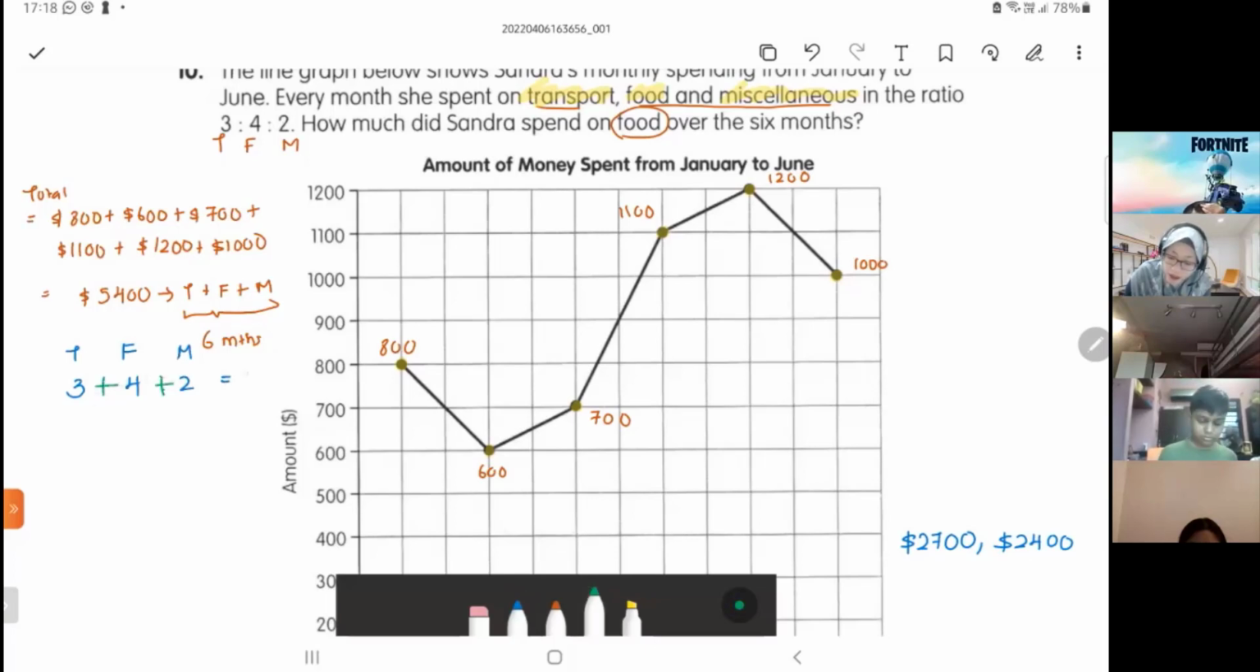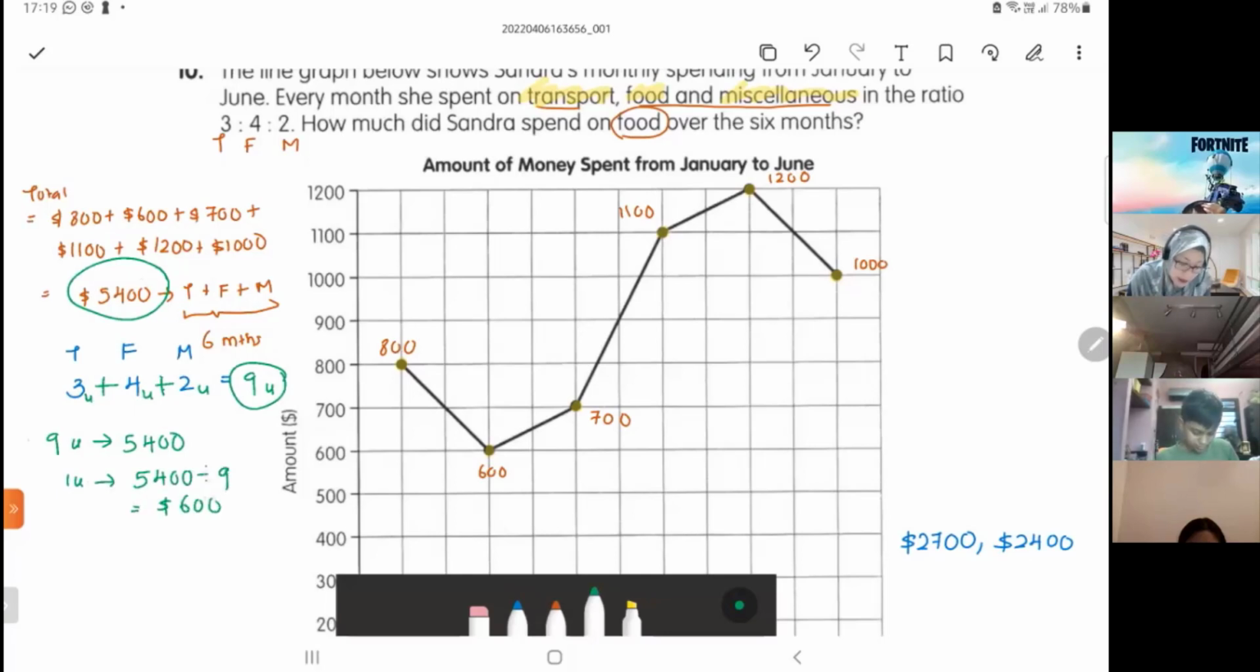So 3 plus 4 plus 2 is 9 units. This is all units, right? So 9 units is actually the total. This is also the total, so 5,400. 1 unit is 5,400 divided by 9, and I get $600.